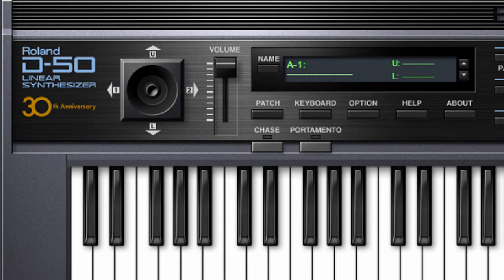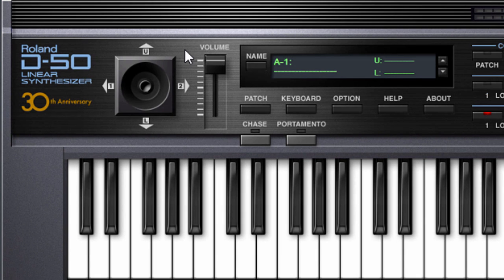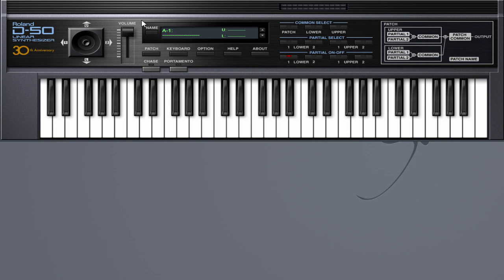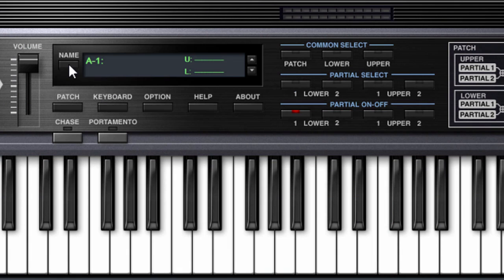On our left side we have a joystick, so we can balance between the upper or lower tones, which are represented by U and L. And we can also balance between partial 1 or partial 2. Next to it is our patch volume, so we can increase or decrease it. We can also name our patch by clicking Name. And we can scroll through patches by clicking this up or down arrow.